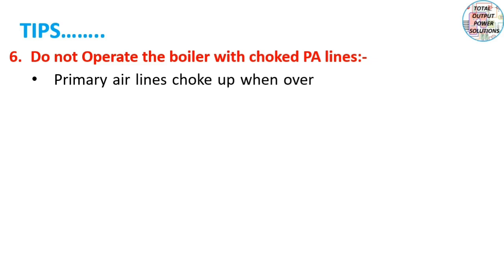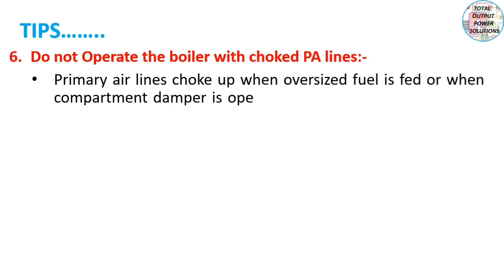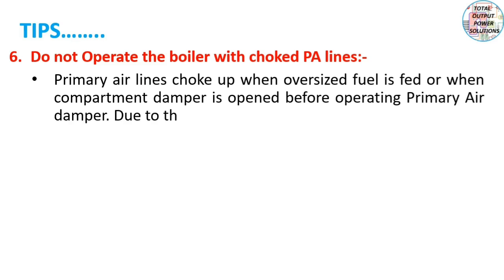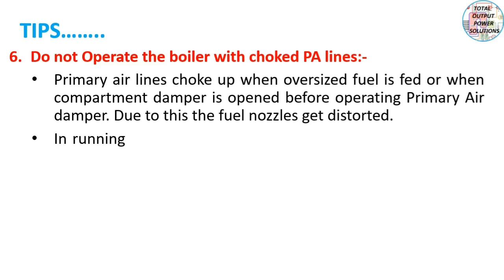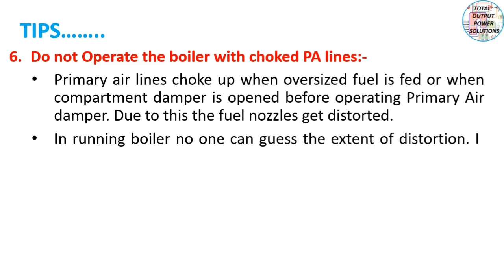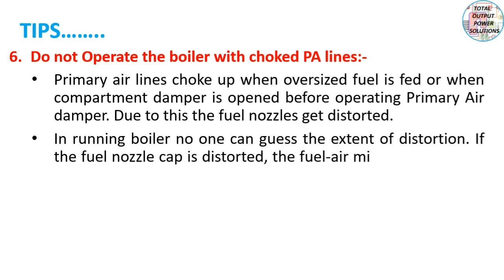Tip number 6. Do not operate the boiler with choked primary air lines. Primary air lines choke up when oversized fuel is fed or when the compartment damper is opened before operating the PA damper. Due to this, the fuel nozzles get distorted. In a running boiler, no one can guess to what extent the distortion is.